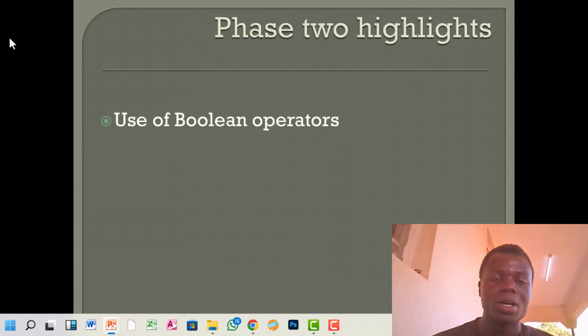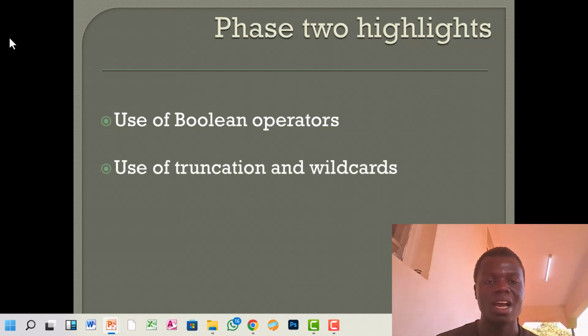In phase 2 we talked about the use of Boolean operators, and these Boolean operators include the and, the or, and the not, in such a way that if you use and in your research, it narrows your research, and if you use or, it broadens the scope of your research. But if you use not, it excludes some of the information in your research. For example, when I say gendered violence and economic impact, it retrieves only information that contains both concepts.